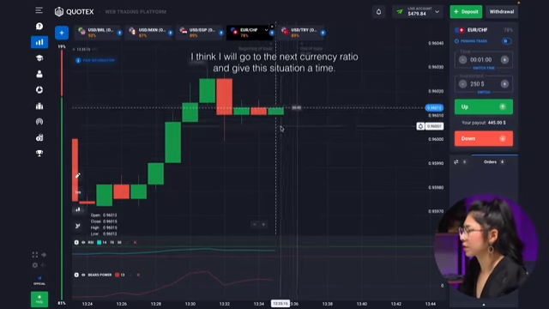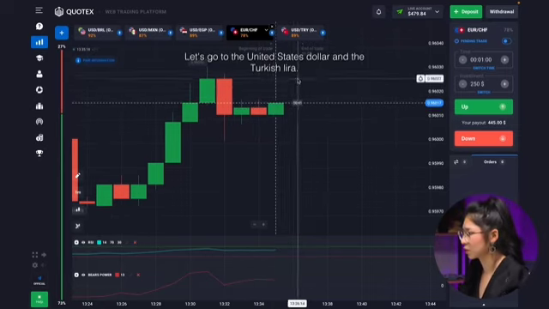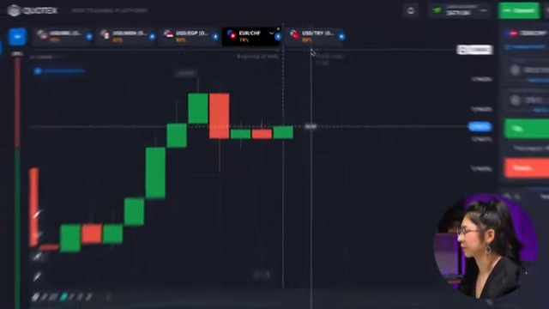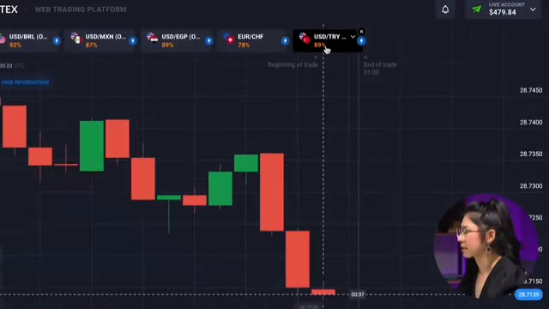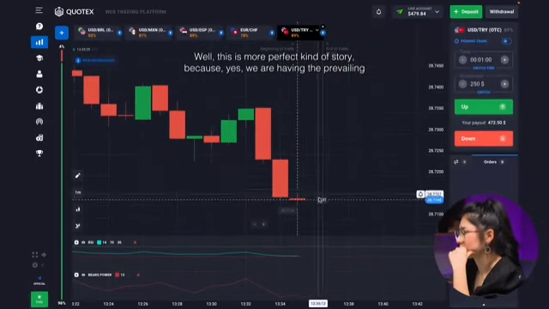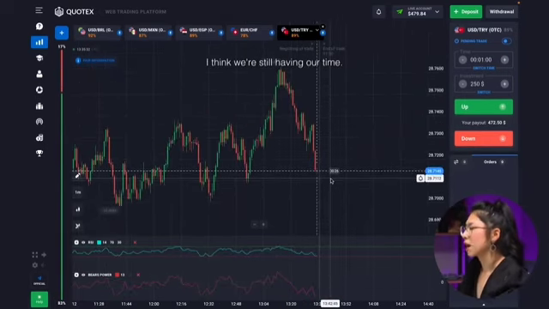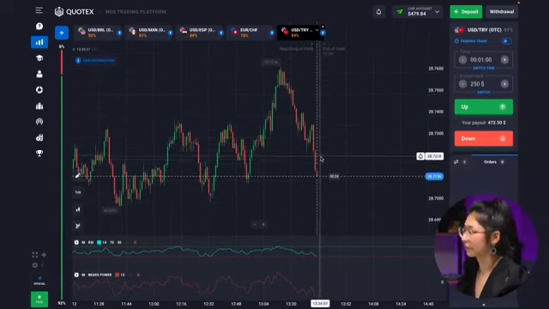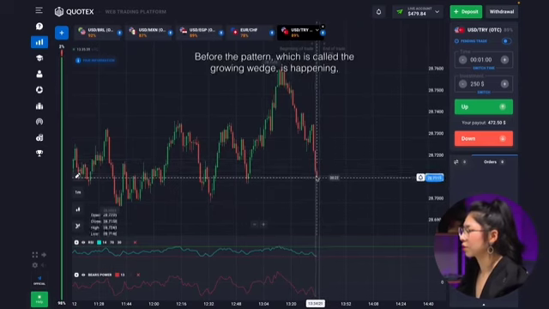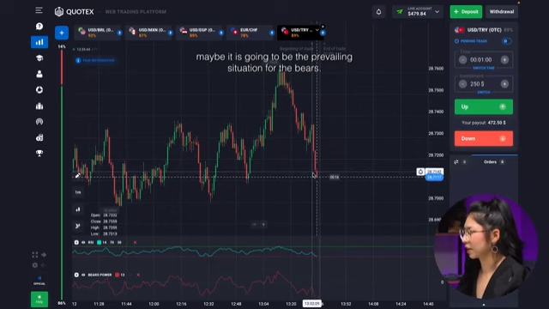I think I will go to the next currency ratio and give the situation some time, so let's go to the United States dollar and the Turkish lira. Well, this is a more perfect story because we're having a prevailing situation for the bears by now. I think we're still having our time before the pattern, which is called the ground wedge, is happening.